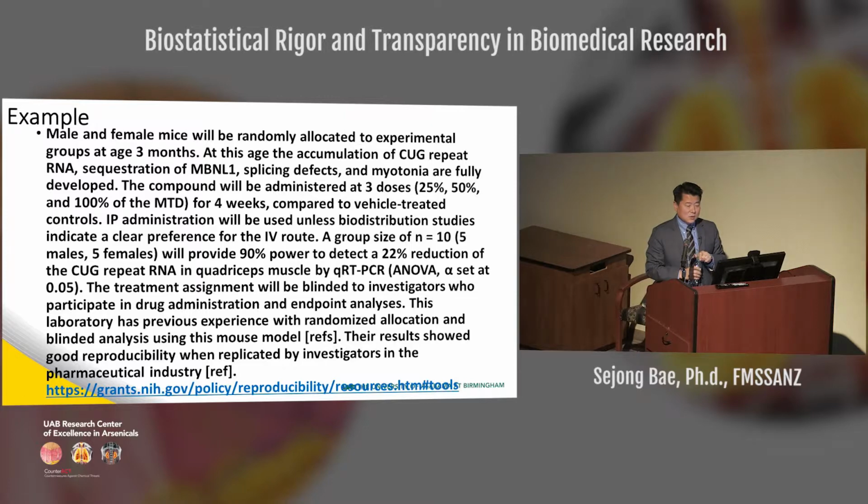And a group size of n equal to 10, 5 male, 5 female, will produce 90% power to detect a 22% reduction in the CUG repeat RNA in quadriceps muscle by using PCR. So it spells out how it is going to measure it, and what the outcomes are that we're looking at. And then the treatment assignment will be blinded. Blinding is indicated. And then they also talk about their experience of doing this kind of research. So this is a very good example. There are 2 additional examples available at this website. I think you can follow them for your grant proposal as well.